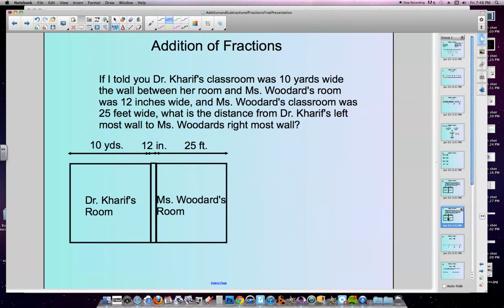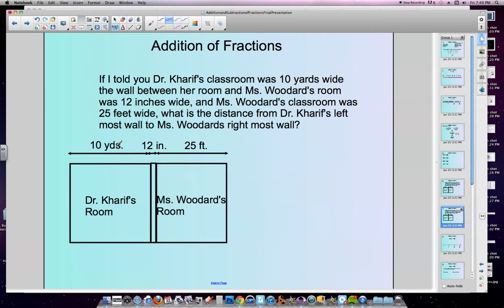But if I had given you the problem that Dr. Creef's room was 10 yards, and the wall was 12 inches, and Miss Woodard's room was 25 feet, we can't just add these numbers up because they mean different things. 10 yards, well, a yard is a different length than 12 inches. So we can't just add 10 and 12, and I think it's intuitive. You wouldn't say 22 something. You would have to convert to get to the same measurement.